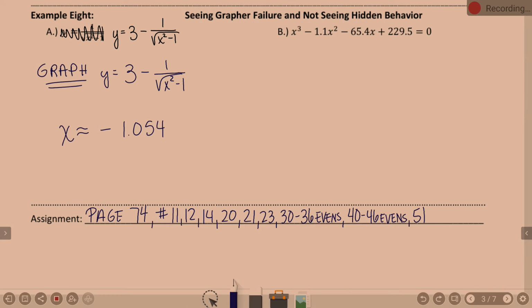And this time you have positive 1.054. So we actually end up with solutions of plus or minus 1.054. Okay. Are you practicing with the calculators? Because that's half the battle right here, I promise. Okay, you ready to try B?